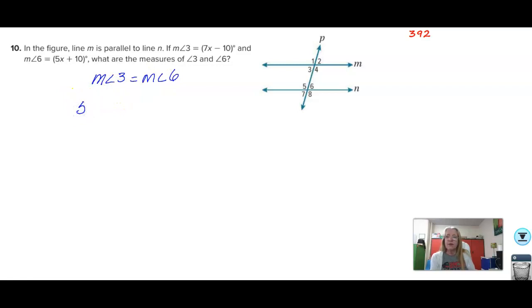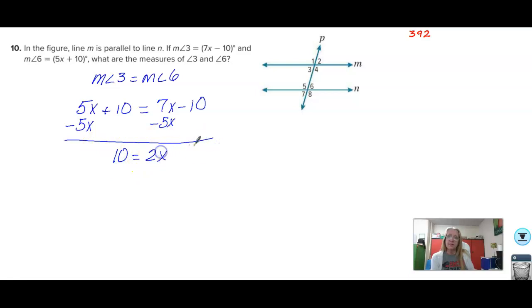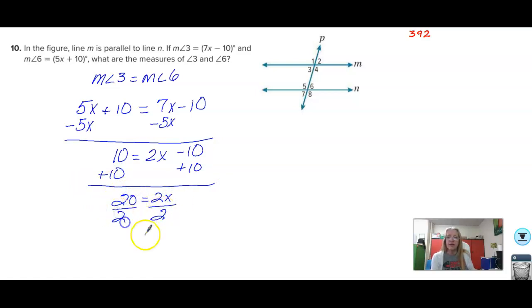The measure of angle 3, well, I'm doing 6 first. The measure of angle 6 is 5x plus 10, and that has to be equal to the measure of angle 3, which is 7x minus 10. Getting rid of the smaller of the two variables, we would subtract 5x from both sides. And that gives us 10 is equal to 2x minus 10. Now we want to isolate our variable by adding 10 to both sides so we can get rid of this guy. We have 20 equals 2x, and it doesn't take a whole lot to figure out that x is 10.